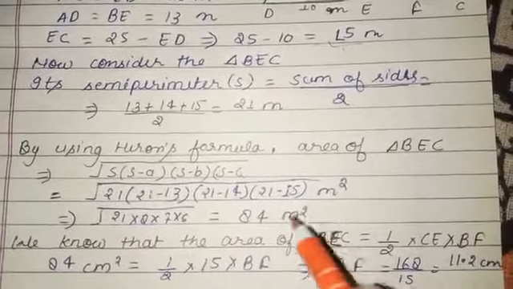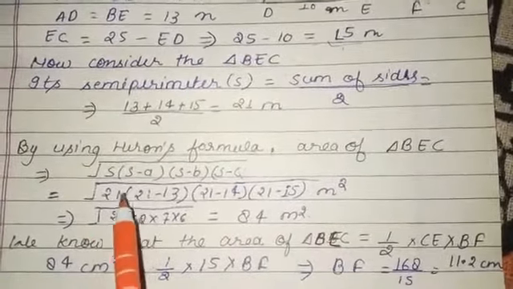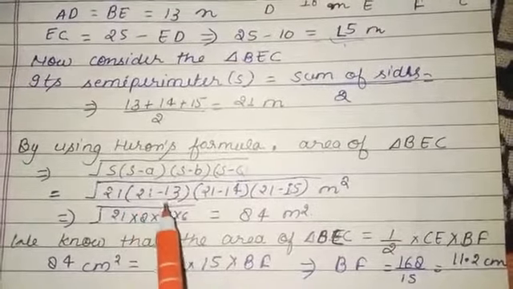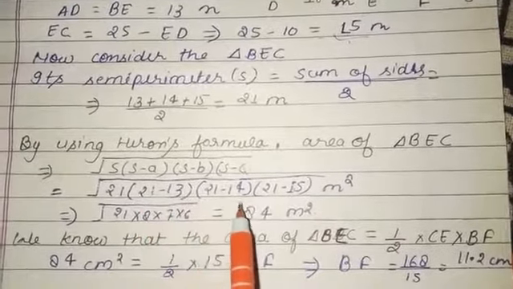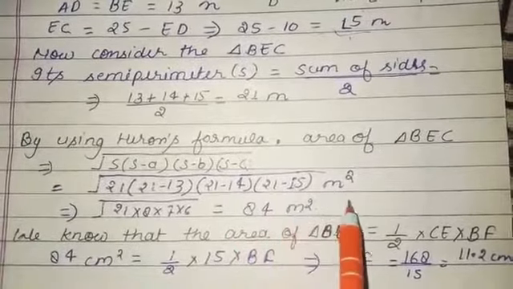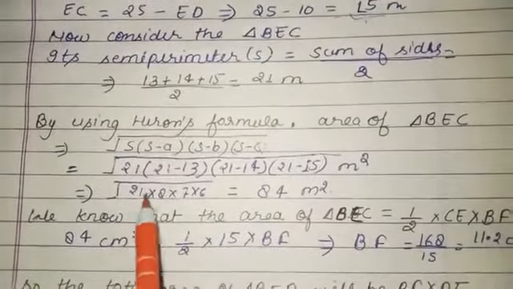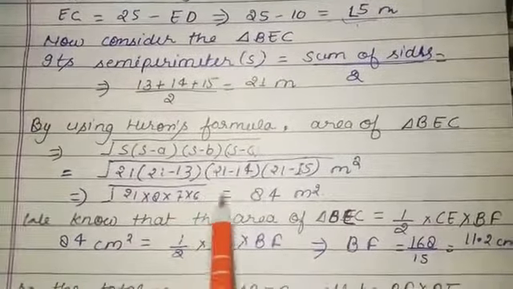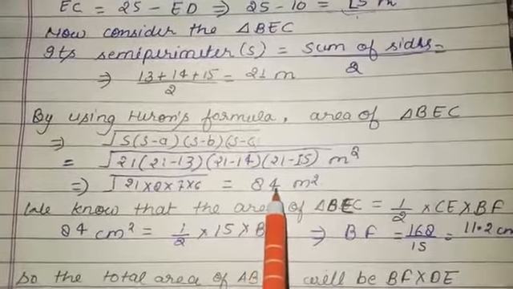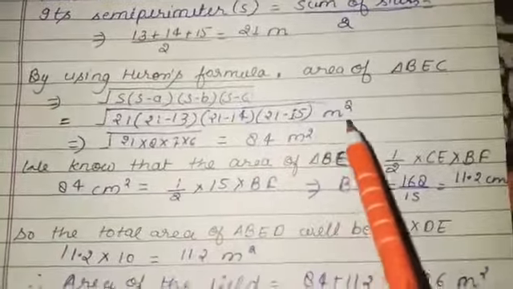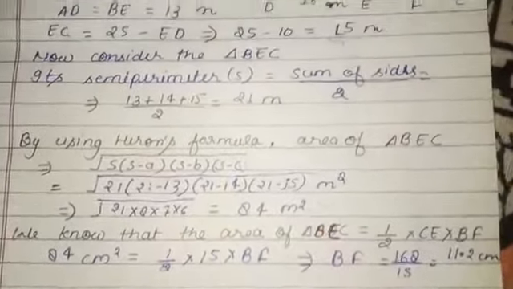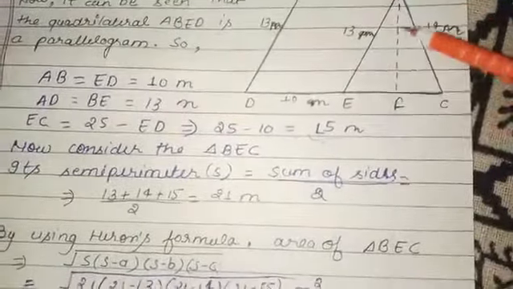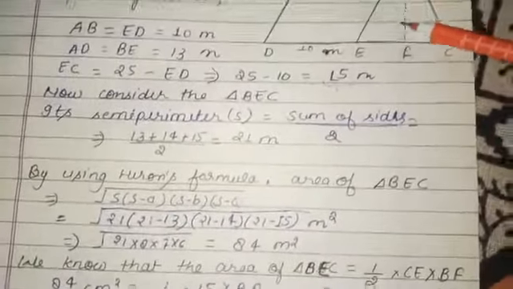So we put the values. Now under root 21 into 21 minus 13, 21 minus 14, 21 minus 15 meter square. So that is under root 21 into 8 into 7 into 6. By solving it we get 84 meter square. So we find the area of the triangle BEC is 84 meter square.